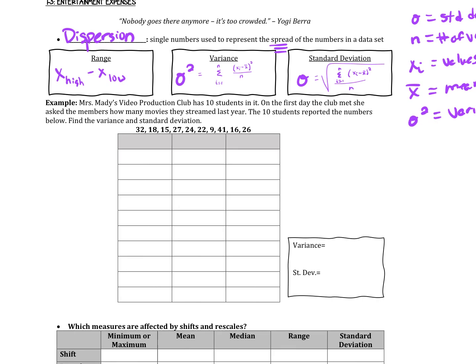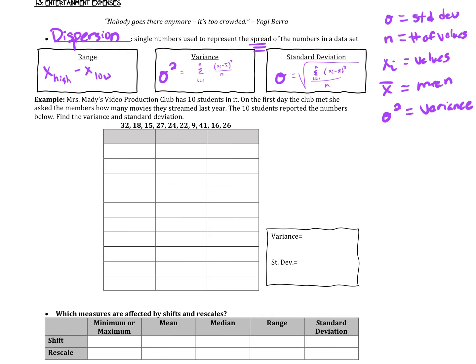All right. 10 students on the first day the club met. She asked the members how many movies they streamed last year. The 10 students reported the numbers. Find the variance and the standard deviation.